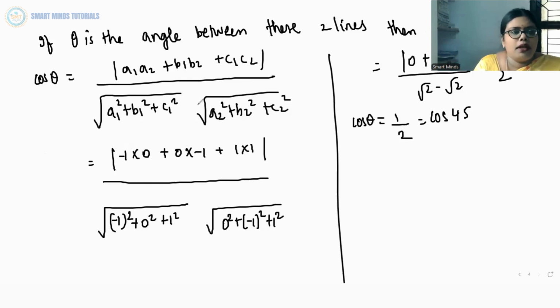So this is 1 by 2. When is cos theta 1 by 2? At 60 degrees. Therefore, theta is equal to 60 degrees. This is what we had to find.